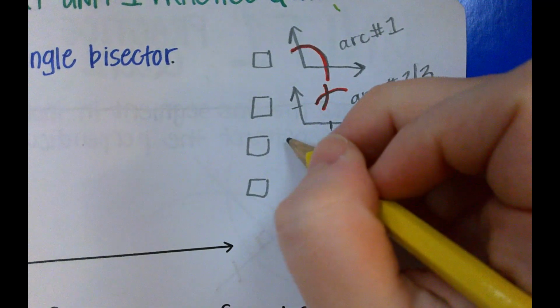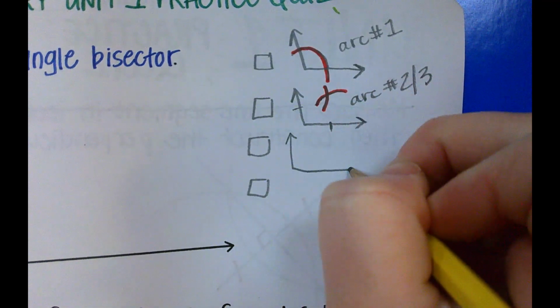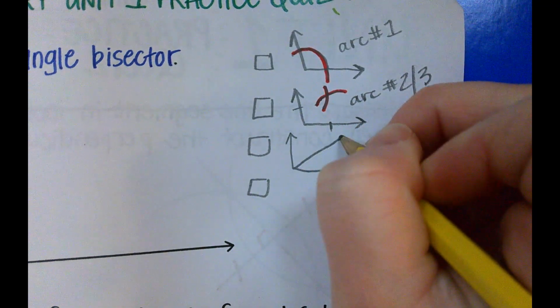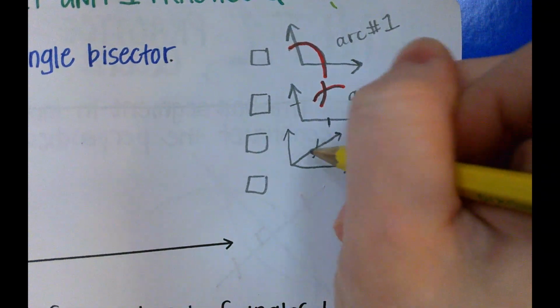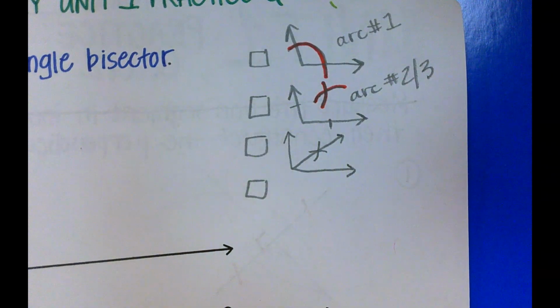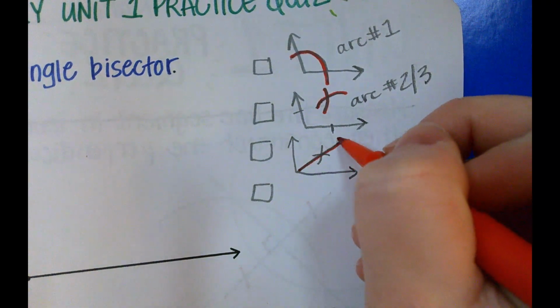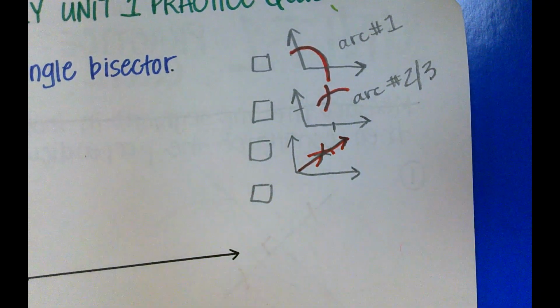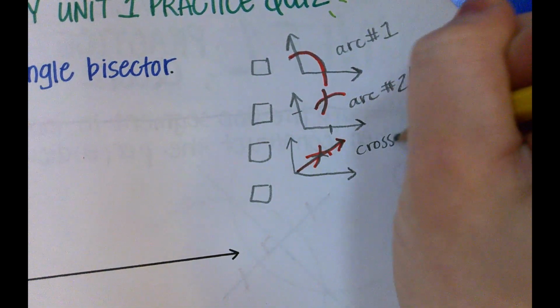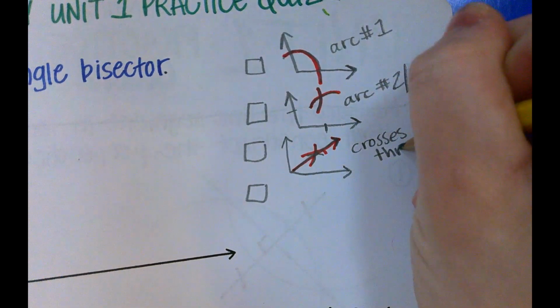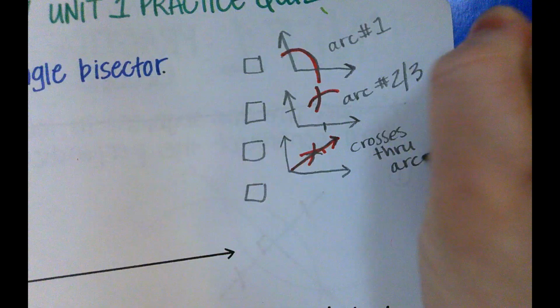The next thing I'm looking for is that your line going in the middle right here, your actual bisector, crosses through arcs 2 and 3. So it crosses through the arcs.